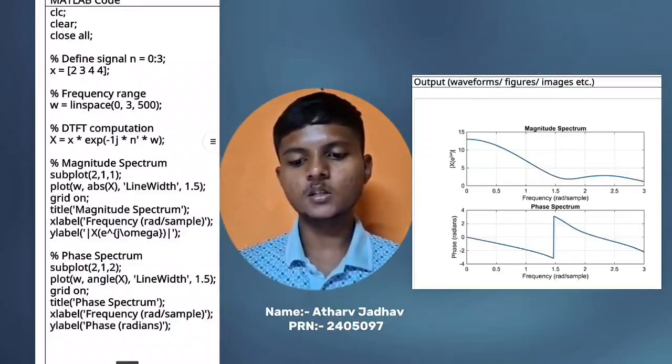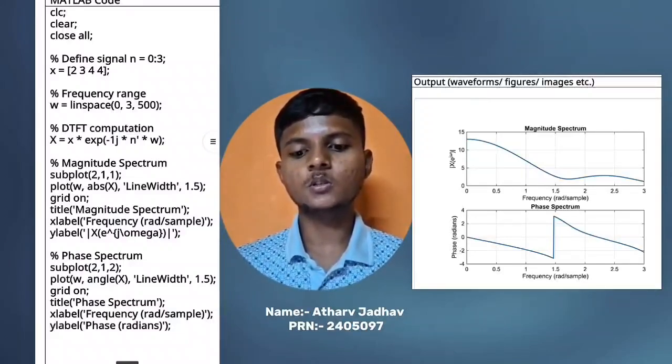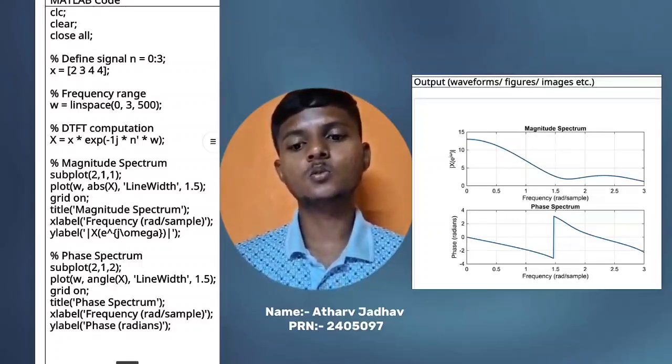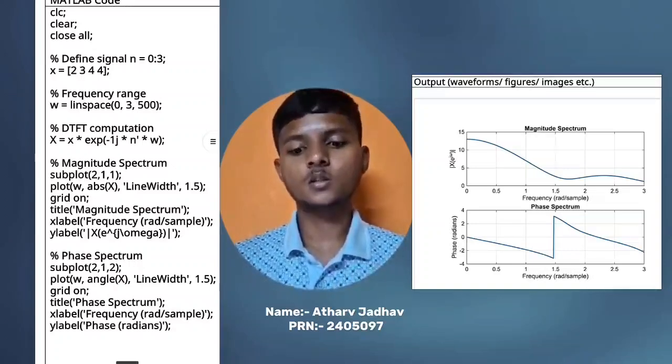The next line is the DTFT computation. The DTFT computation is given by X equals x multiplied by exponential of minus 1 into j into n into omega. The next part of our code is the magnitude spectrum.